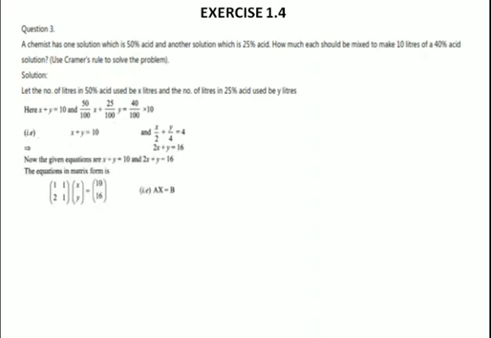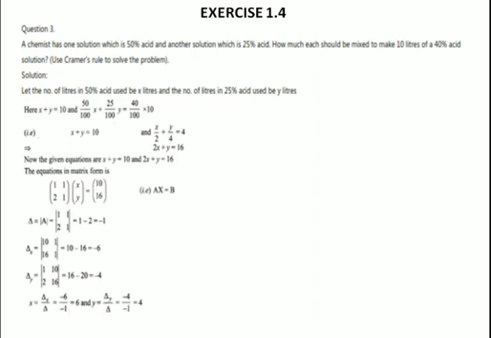Then write it in the matrix form. After that, find out delta x: minus 6, delta y: minus 4. x equals delta x by delta, equals minus 6 by minus 1, equals 6, and y equals delta y by delta, equals minus 4 by minus 1, equals 4. We have to mix 6 liters of 50% acid and 4 liters of 25% acid.